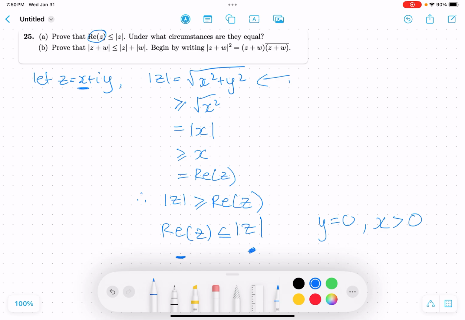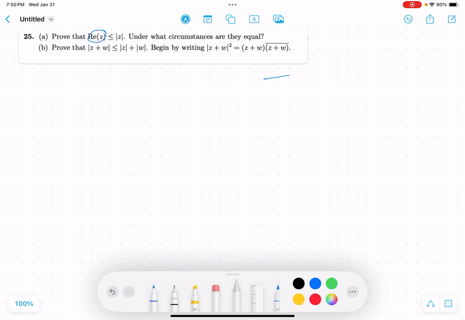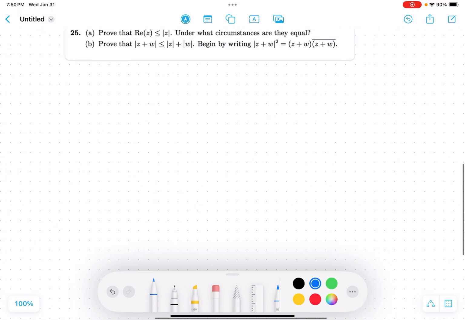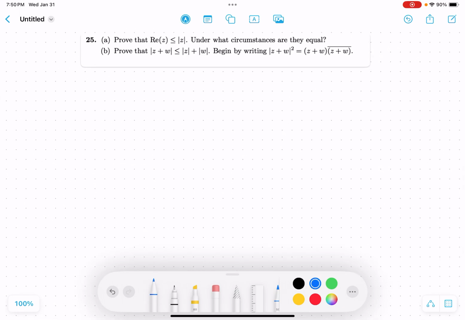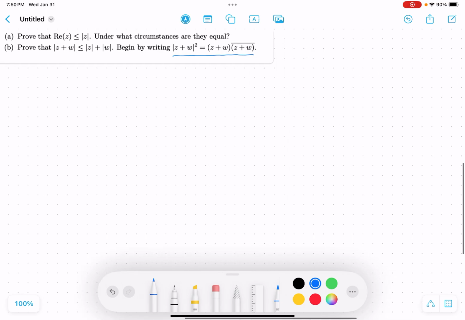All right, so part B, we want to prove, let's get rid of that. I'll probably need it, let's see. So we want to prove the triangular inequality, but we want to prove it by beginning with this peculiar thing here. So mod z plus w squared is z plus w times the conjugate of z plus w. All right, so let's just pretend we've written that out and we'll go equal here.